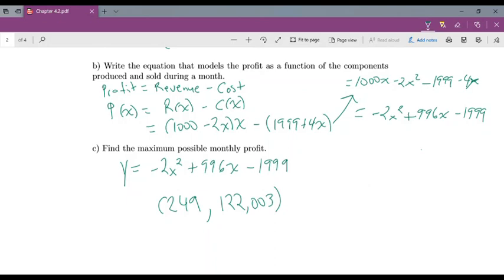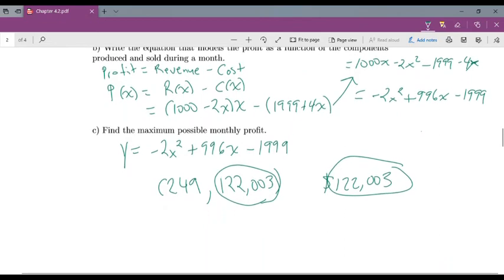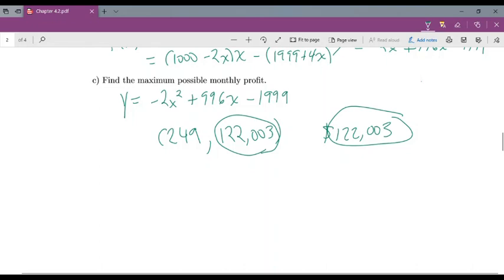Alright, so our point was 249 and 122,003. Now it asks for the maximum monthly profit. So what I'm actually looking for here is my y value, which would be this 122,003. So my answer here would be 122,003. That would be the answer I'm looking for, because 249 is the number of units produced.